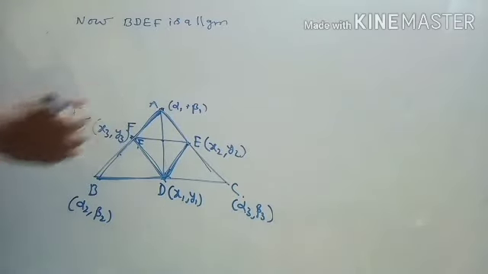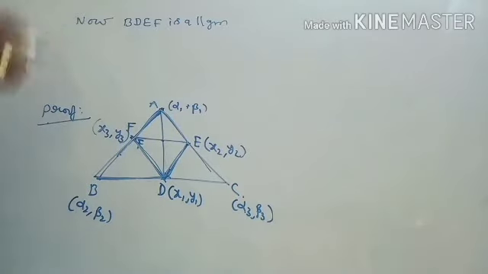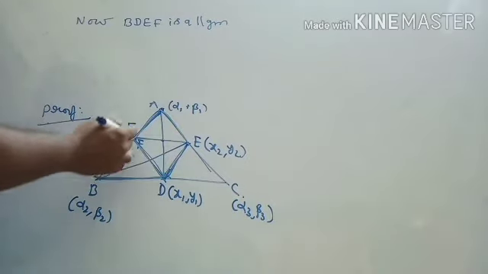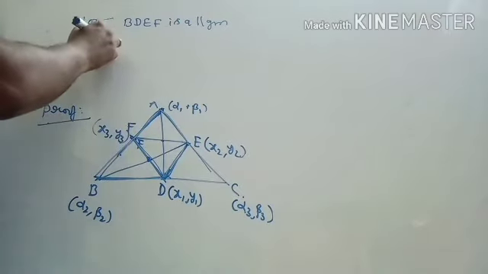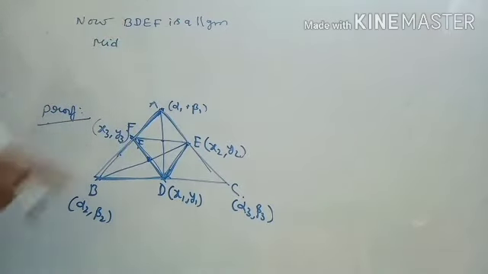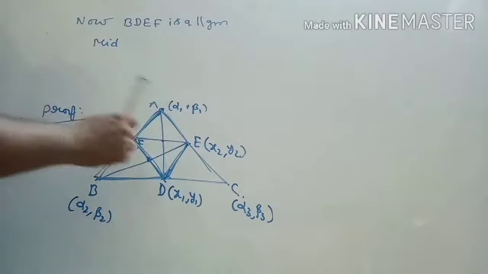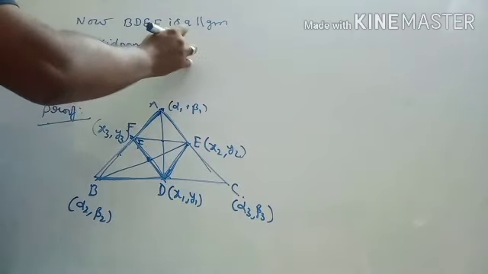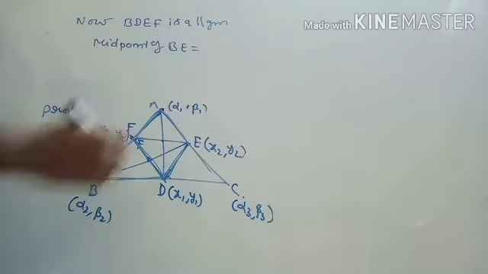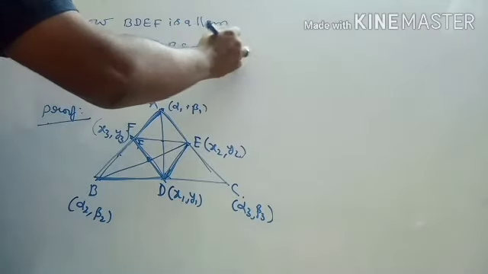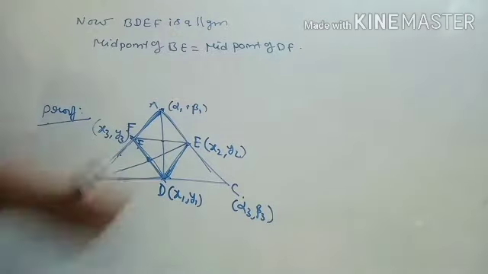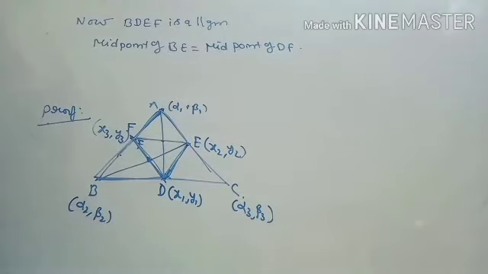BDEF is a parallelogram. Therefore, the diagonals will be bisecting each other. If the diagonals are bisecting each other, that means the midpoint of BE is equal to the midpoint of DF.